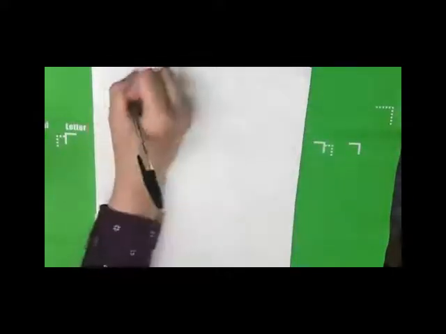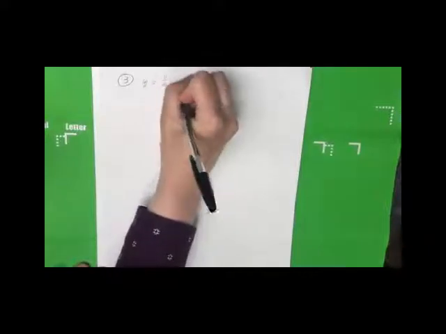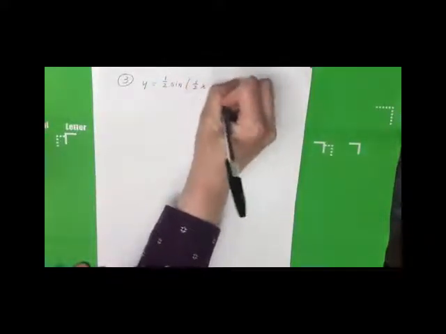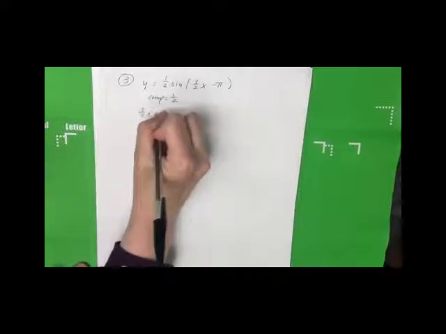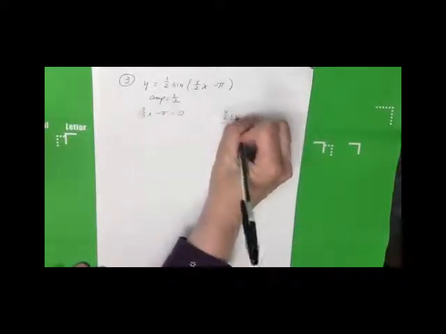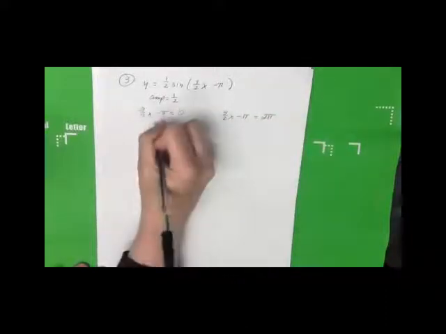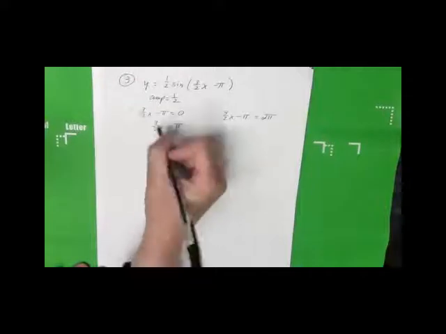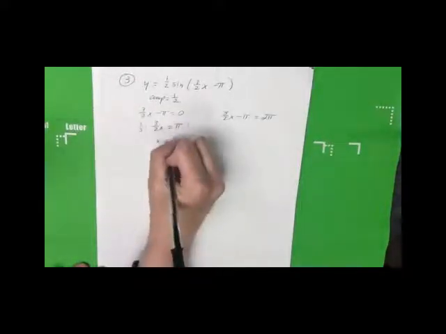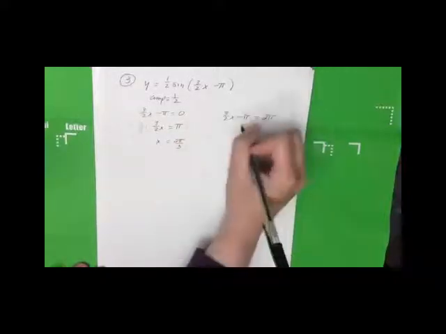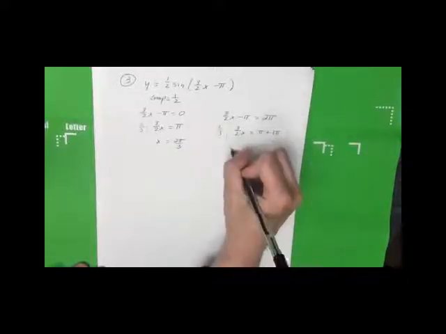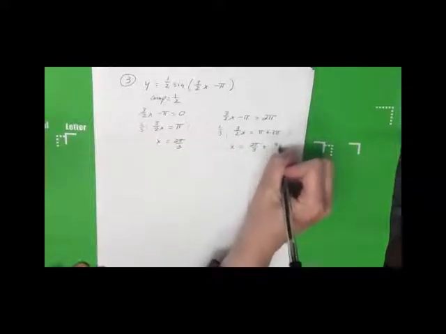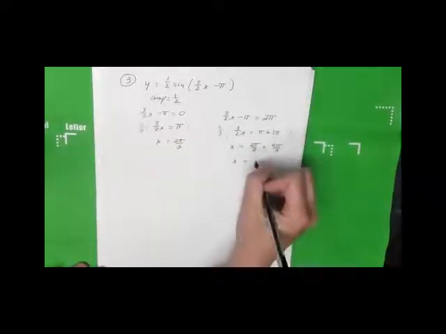Let's take a look at a couple more. One half sine of 3/2 x minus pi. The amplitude is the absolute value of a half. All right, so I set 3/2 x minus pi equals 0, and 3/2 x minus pi equals 2 pi. So here I have 3/2 x equals pi. To get it down to x, we multiply both sides by the reciprocal, 2/3. So I get x equals 2 pi over 3. Here I have 3/2 x equals pi plus 2 pi. Multiplying through by 2/3, I get x equals 2 pi over 3 plus 4 pi over 3. But that combines as being 6 pi over 3 or 2 pi.